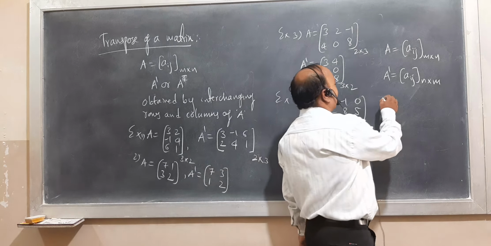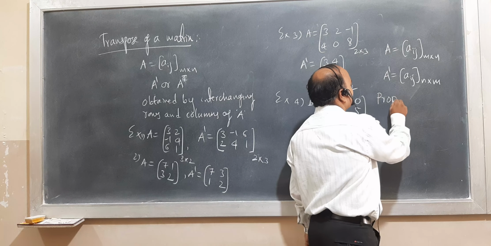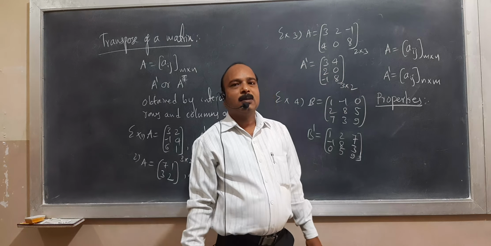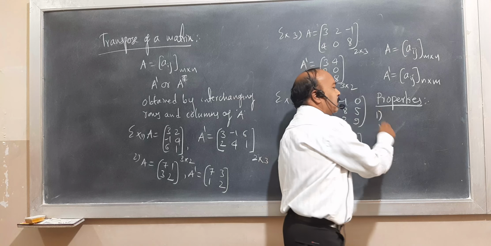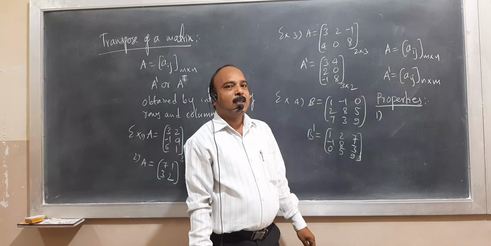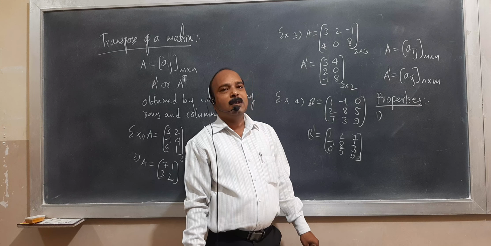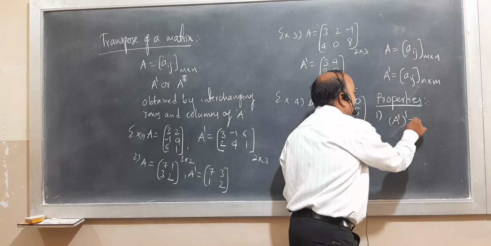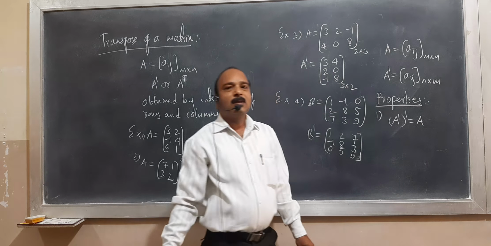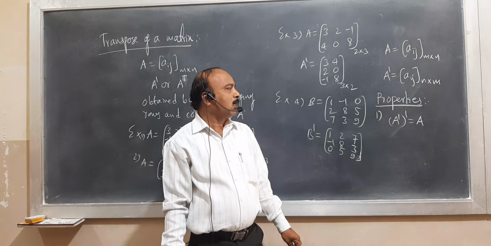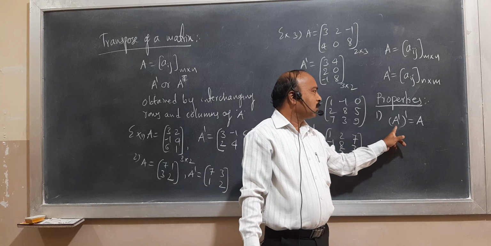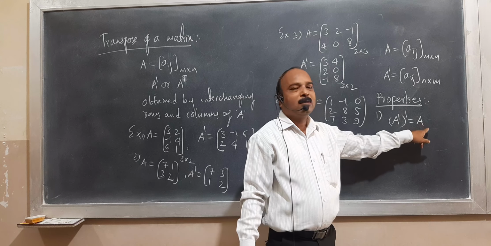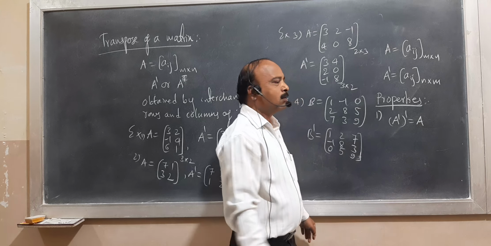Now we go for some of the important properties of the transpose of a matrix. The first property: if A is any given matrix, then the transpose of the transpose is the same matrix. That is (A dash) dash equal to A. So it is the first property of transpose of matrices. Now if you transpose one time you get A dash, again you take the transpose of the transpose matrix, you get the matrix A. It is the first property.